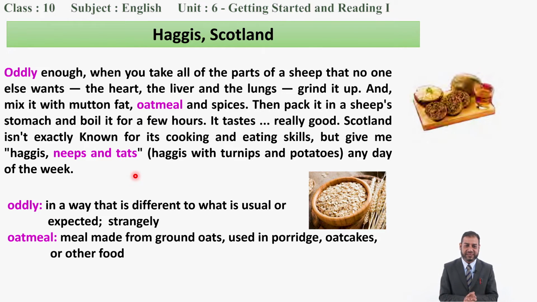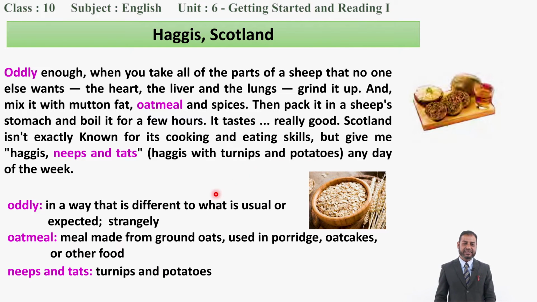Can you guess the meaning of this word, nips and tats? Okay, you are so smart because its meaning is given here. Turnips and potatoes. Okay, nips and tats means turnips and potatoes. So potatoes you know, but do you know what turnip is? It is a kind of radish which is short in size, and we can find it in different colors like red, white. So is it clear to you, dear students, about haggis?